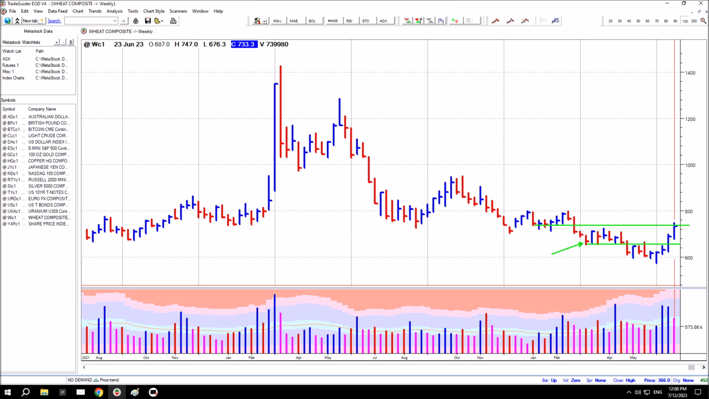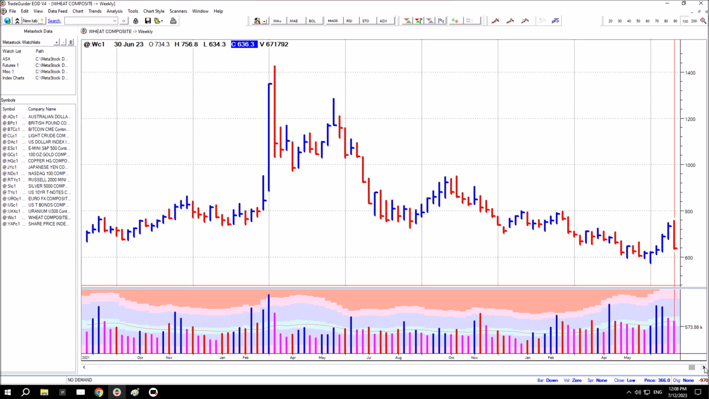So this level's been overcome, this level's being respected. Price has pushed up to it, but it hasn't been able to push above it. If price gets above that level, there may be a recovery. There's a down bar straight away. So here was the important level. This was the secondary level. The market did attempt to recover, but it was knocked straight back down.